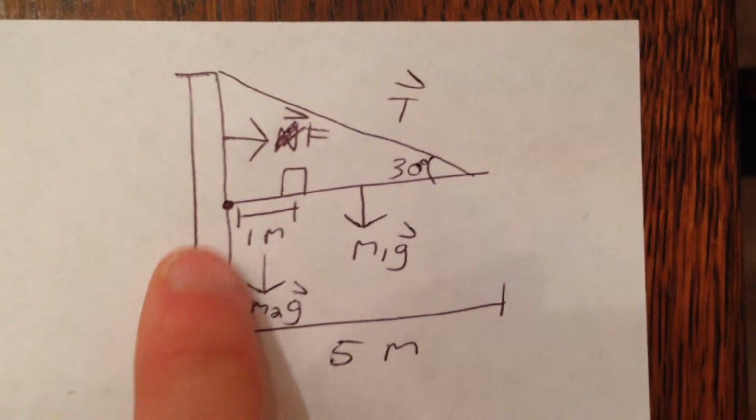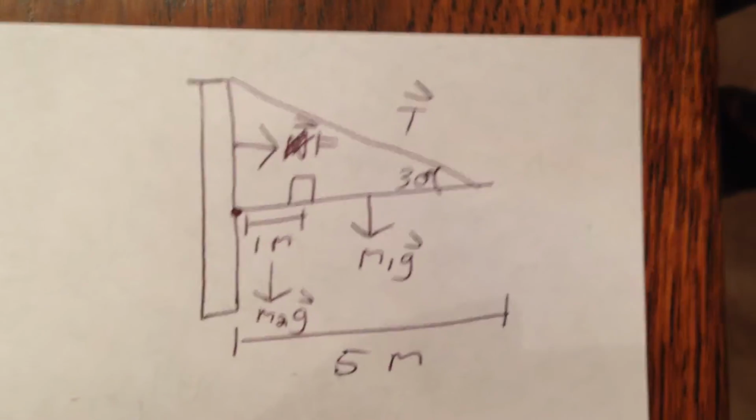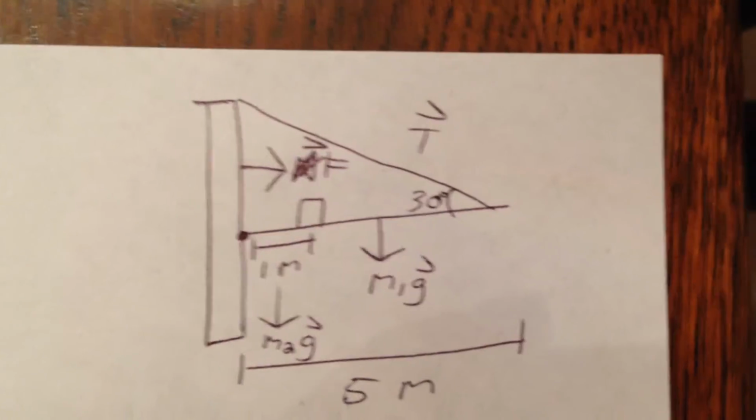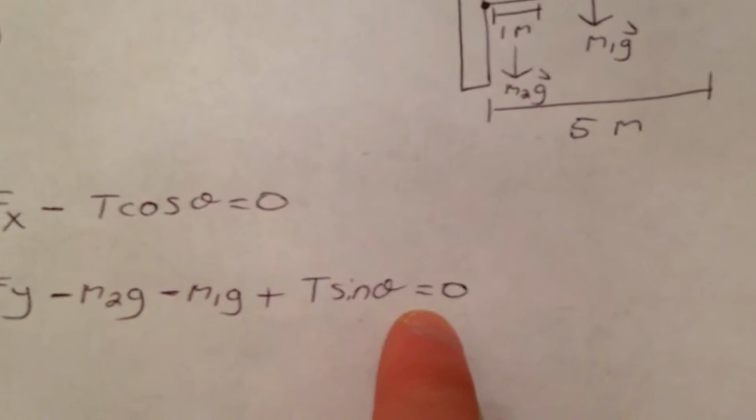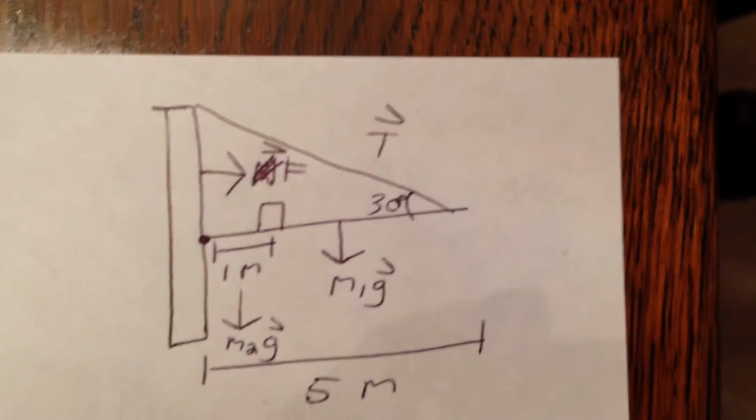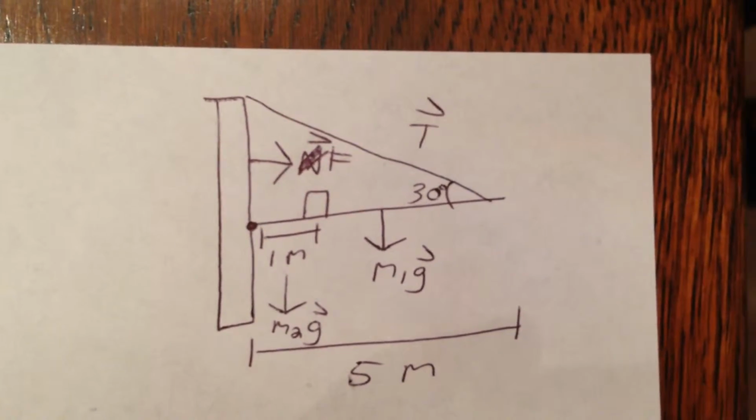Okay, so this is the beam right here. This is the system, I should say. And before I start, everything is in equilibrium. That's why I set these equations to 0. I'll get to that in a little while. So it's not moving. Everything's in equilibrium.